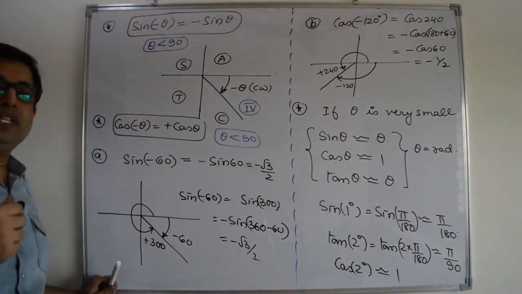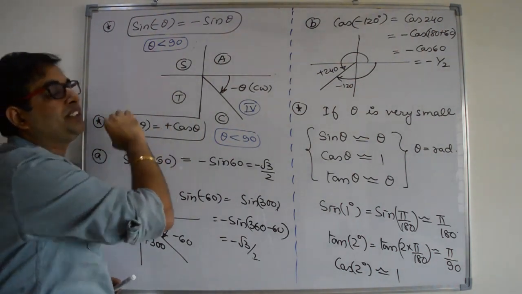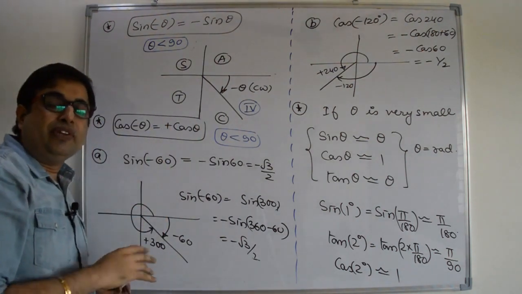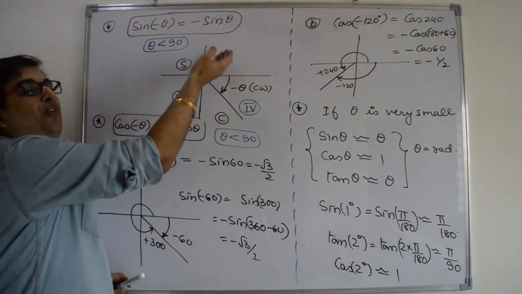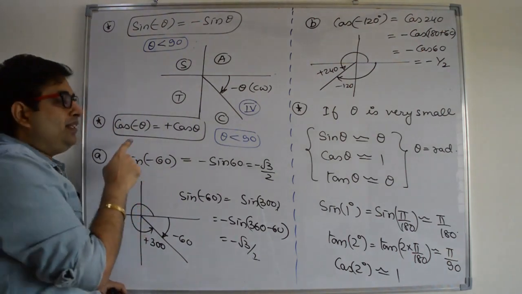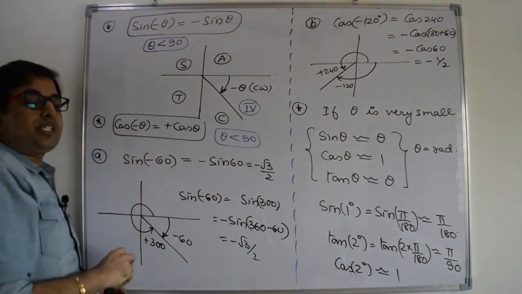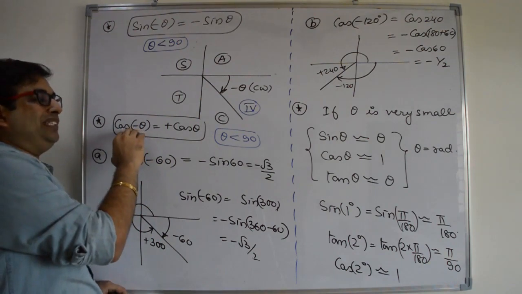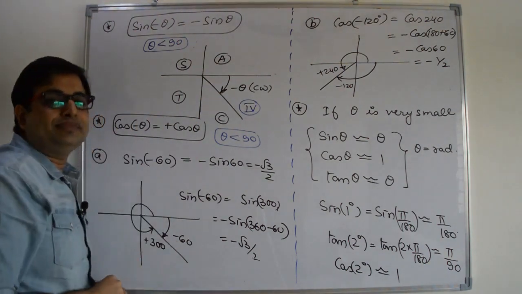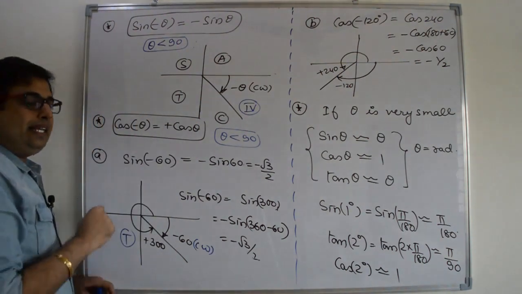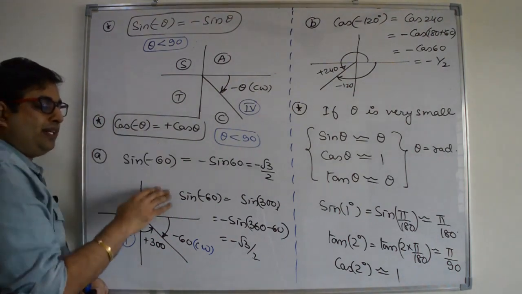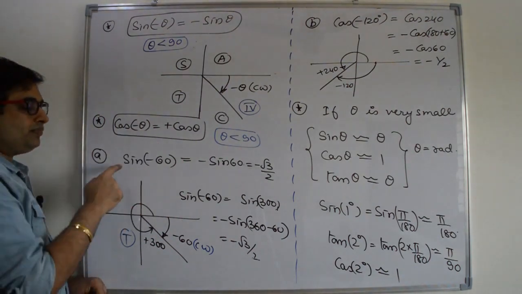You can remember it this way: the digestion power of sine is a little bit weak, so it will vomit the negative sign, but the digestion power of cos is strong, so it will digest the negative sign and give positive. Let us take the other method to understand this thing.